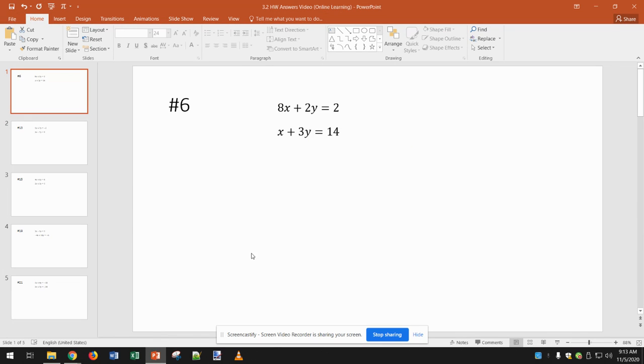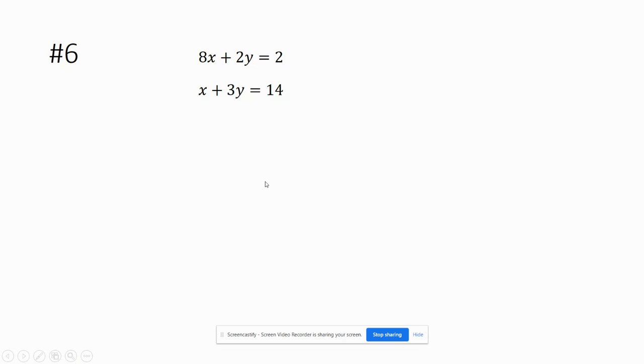So in this video, I'm going to go through the homework answers. So for number 6, I said to use substitution. The easiest variable to solve for, if we're going to substitute, would be x. So I'm going to say x equals, we're going to subtract 3y on both sides. So subtract 3y. And we get x equals 14 minus 3y.